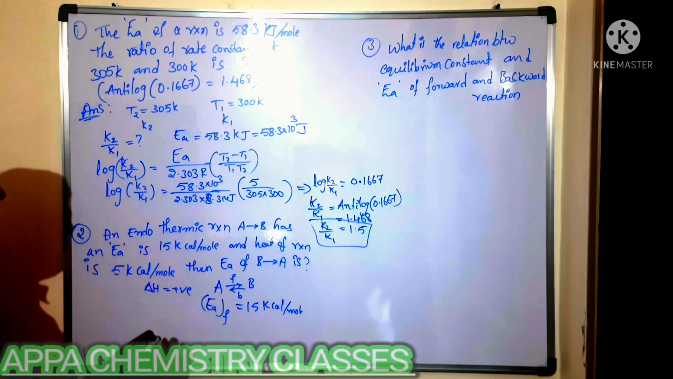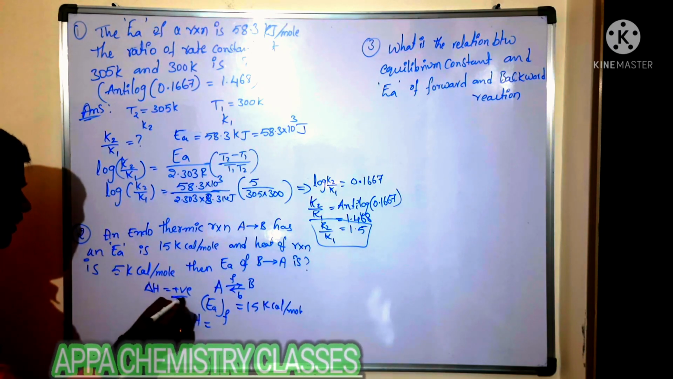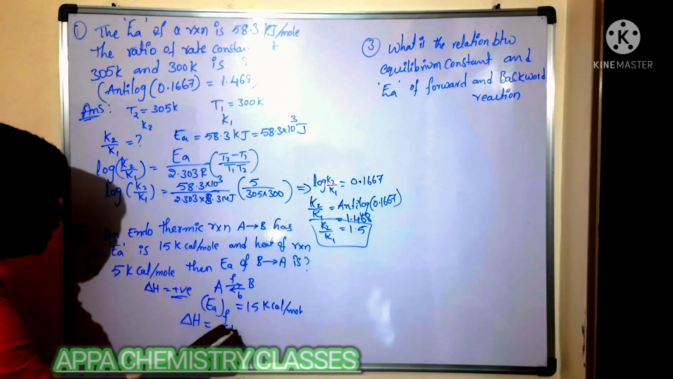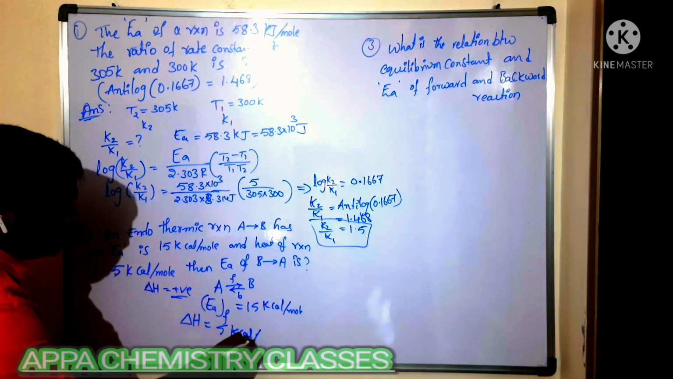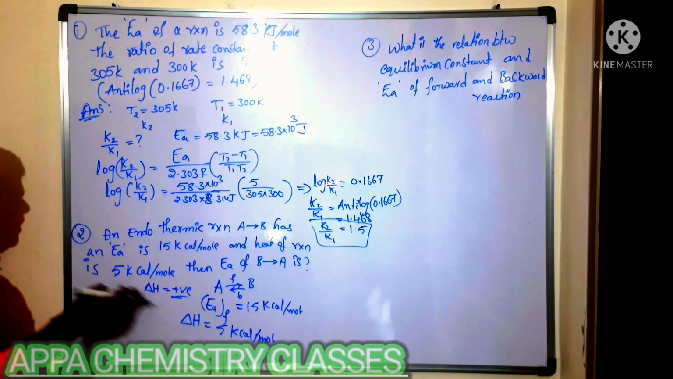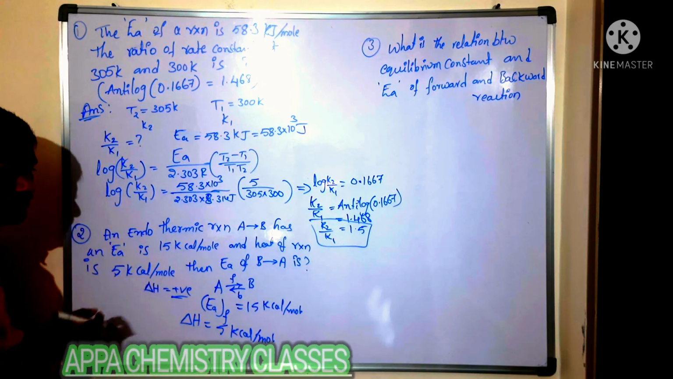Now what they are asking, the heat of reaction, they have also given delta H. What are they saying? Positive. Endothermic means positive, so we have to take 5 kilocalories. If they are saying exothermic, then we have to take delta H as -5. That you do remember.